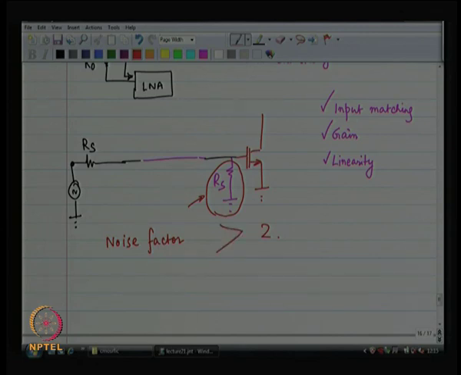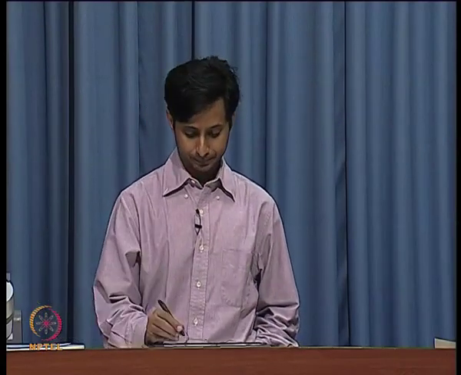On top of it, there is the MOSFET, which has its own noise. I did not even bother about the MOSFET, right. So, just by looking at the circuit, you can say that this has a noise factor of at least 2, which means a noise figure of 3 dB.